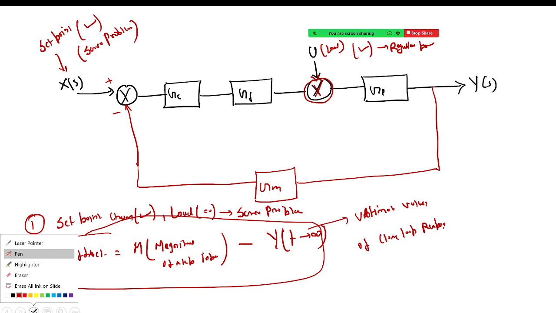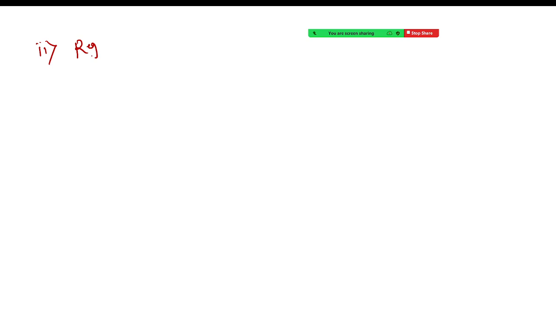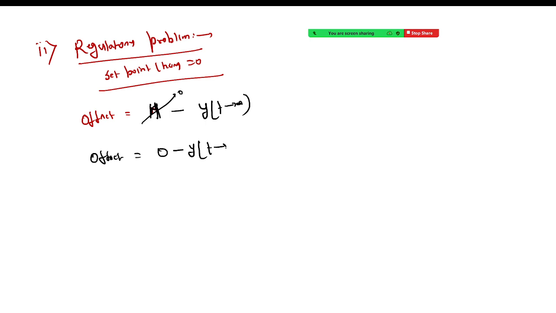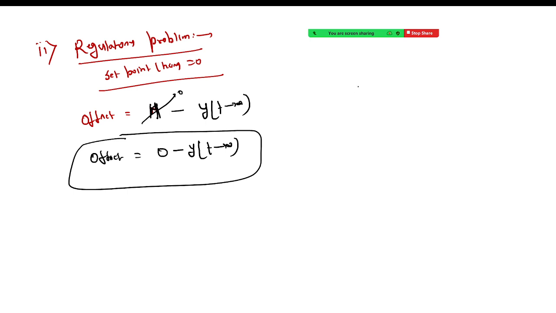But when we talk about the regulatory problem, what happens? Your set point change will be equal to 0. So if I define the formula of offset, offset is equal to M minus y at t tending to infinity, where M is the change in step input. But here M will be 0. So what will happen? Your offset will be equal to 0 minus y at t tending to infinity. I hope this thing is clear to all of you. Okay? Anyone has any doubt?